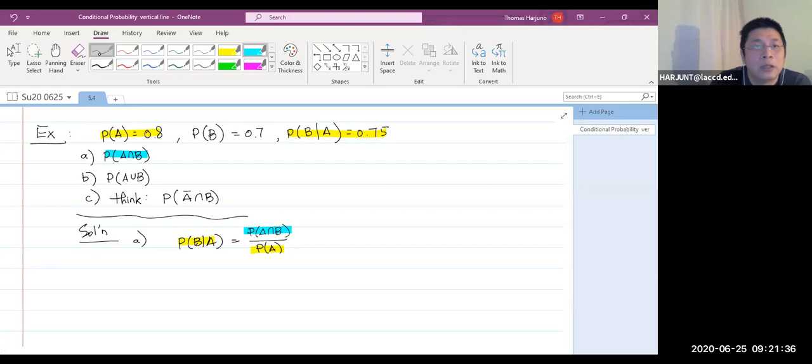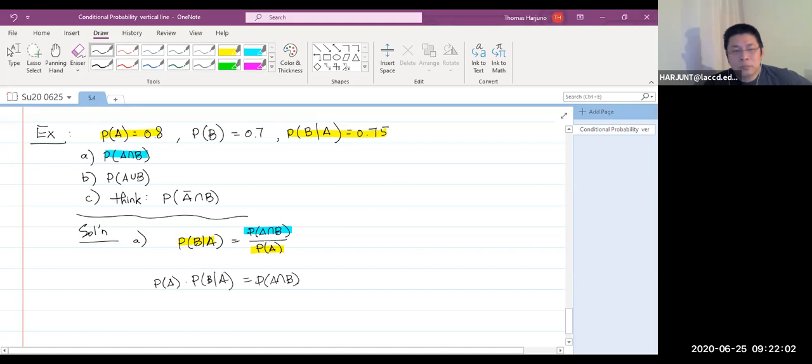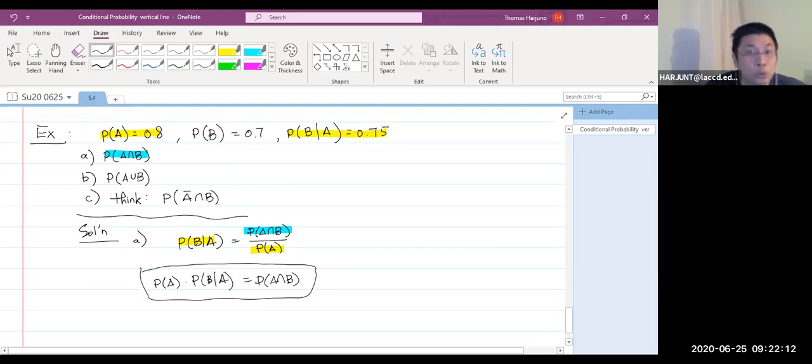So probability of A, maybe I write it another way. Nothing wrong with what I was about to write, but let me write it this way. Probability of A times probability of B given A is equal to probability of A intersection B. We will see this formula again. I am referring to this formula here. We'll see this formula again much later, after test 2, in fact.